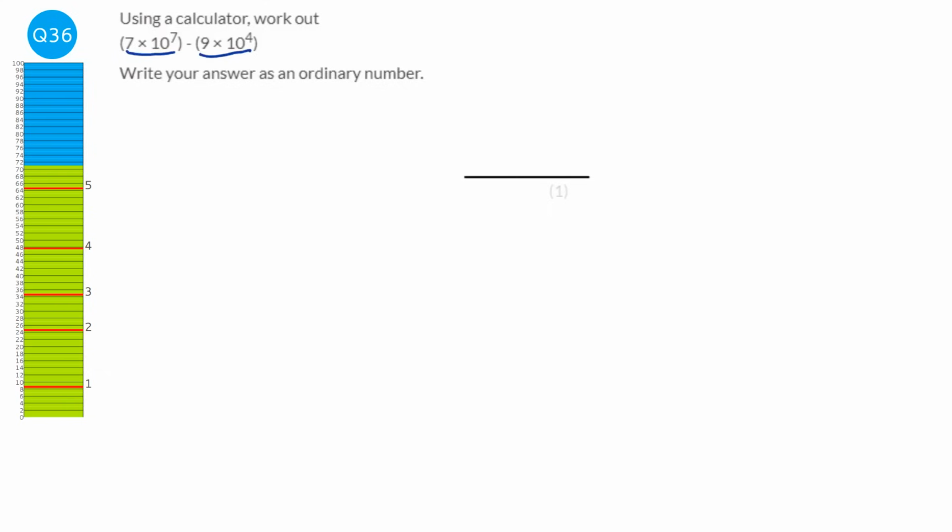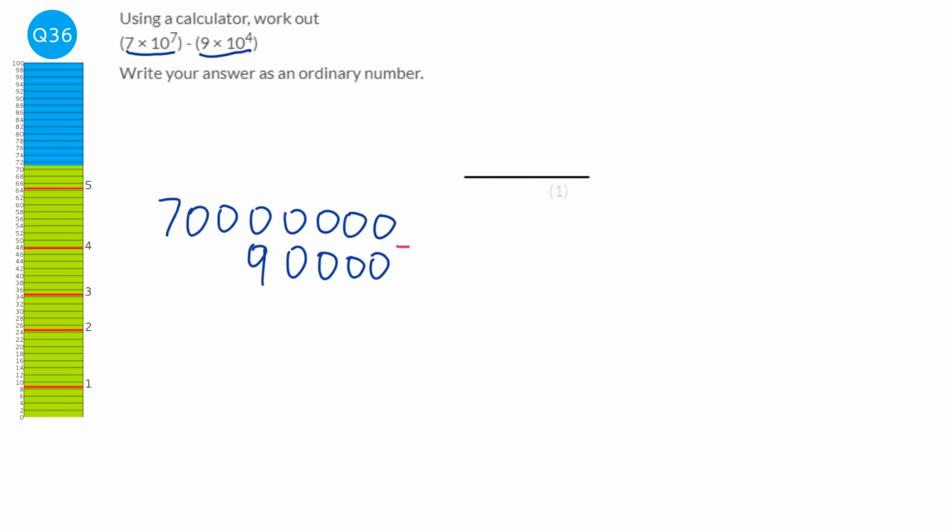And so 7 times 10 to the power of 7 would be 7, 1, 2, 3, 4, 5, 6, 7. And 9 times 10 to the power of 4 would be 90,000, so that would be 9, 0, 0, 0, 0. And so we're just subtracting them like that. And so we'll get 6, 9, 9, 1, 0, 0, 0, 0.